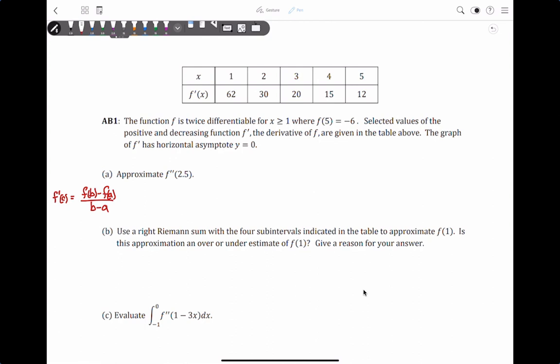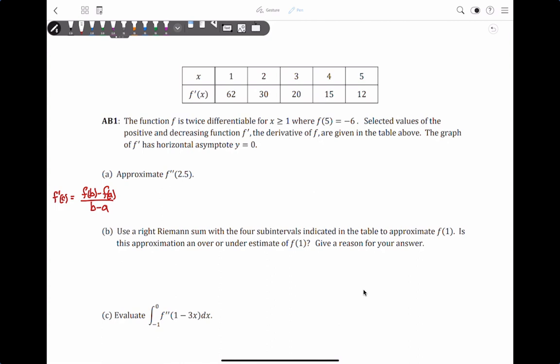I wanted to give you yet another awesome, cleverly put together question by Bryan Passwater, and this is a different AB1, okay? So let's go ahead and begin. We are given the function f. It says the function f is twice differentiable for x greater than or equal to 1, where f of 5 is equal to -6.